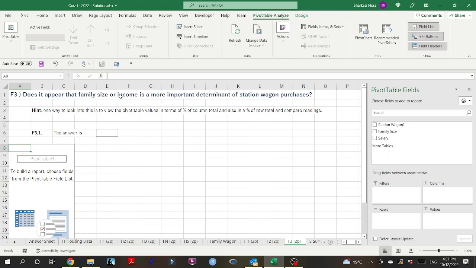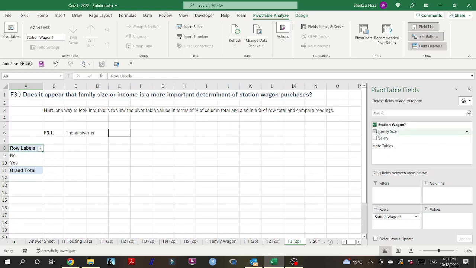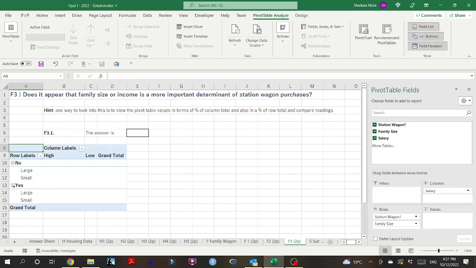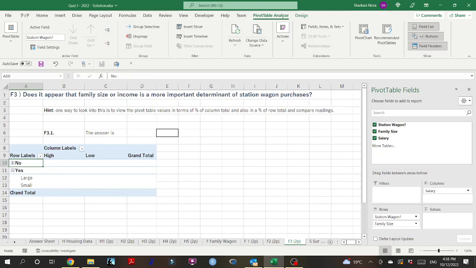Does it appear that family size or income, which one is more important than the other? So we have here station wagon purchasers. So is it family size or is it salary? Are we interested in the people who say no? No, we're not interested in them, so let's collapse that. We're interested in the purchasers, those who are saying yes. Here, it's family size, large or small, or the income, high and low. Which one is more important?